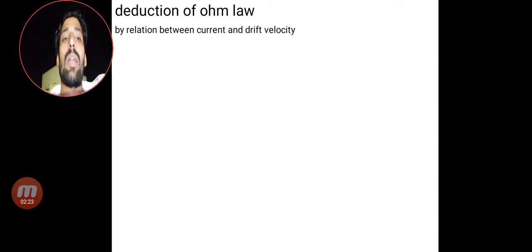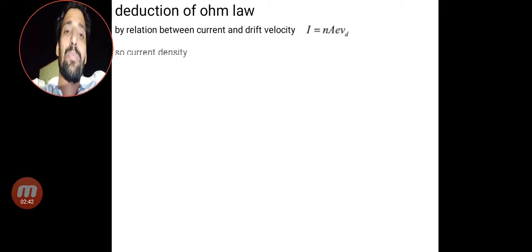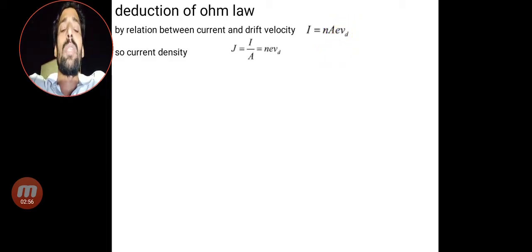By the relation between current and drift velocity, we know that I equal to neAVd. Vd is the drift velocity, small n is the number of free electrons in unit volume of the conductor, A is the cross-sectional area of the conductor, and e is the charge of an electron. Current density J equal to I upon A, current upon area. Here we have represented area by capital A. So J equal to I upon A. If we send A from the right hand side to the left hand side, then we get J equal to nevd.